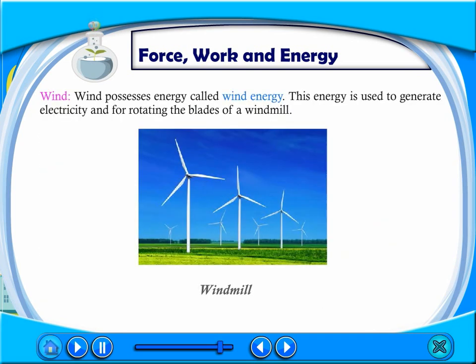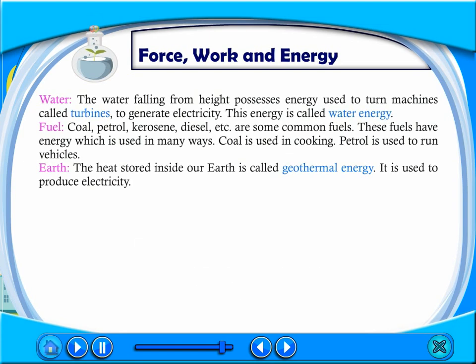Wind. Wind possesses energy called wind energy. This energy is used to generate electricity and for rotating the blades of a windmill. Water. The water falling from height possesses energy used to turn machines called turbines to generate electricity. This energy is called water energy.